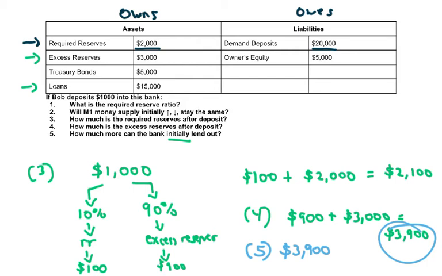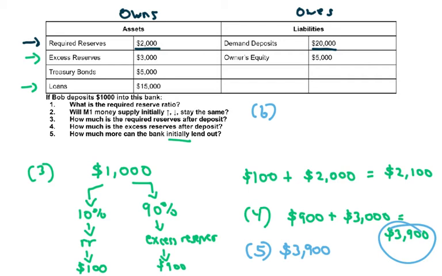Now I do realize as I'm looking at the practice that I left out number 6, which is unfortunate because that's a really good question. So we'll add number 6 here. And number 6 asks how much will the money supply, the maximum change in the money supply from the deposit. So what we know is that when Bob deposits the money, right, $100 of this goes into required reserves, right? We already said that. And then the other 900 could be loaned out, right?